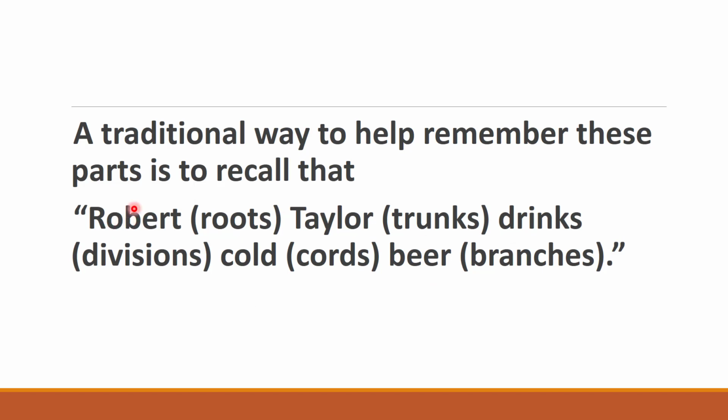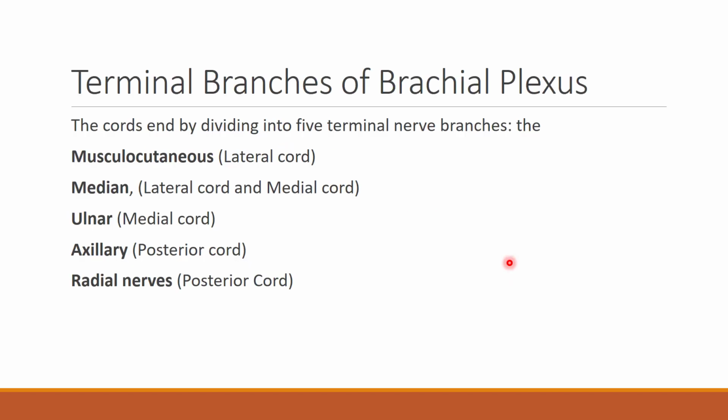Robert, so R for roots, Taylor, T for trunk, D for divisions, C for cords, and B for branches. Robert Taylor drinks cold beer. This is a mnemonic which you can learn for the brachial plexus. First of all the roots are there, then they will form the trunks, they will give the divisions, and the divisions are united to form the cords, and the cords will give many branches.